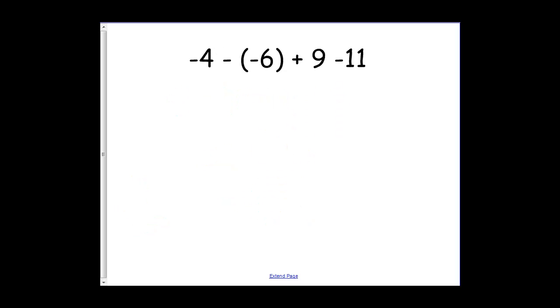B is a longer problem. Notice I have -4 minus -6 plus 9 minus 11. Again, rewrite it as you see it by adding the opposites. We're subtracting a -6. I'm going to change that to adding a +6. Since we're adding 9, I'm just going to leave it the same.